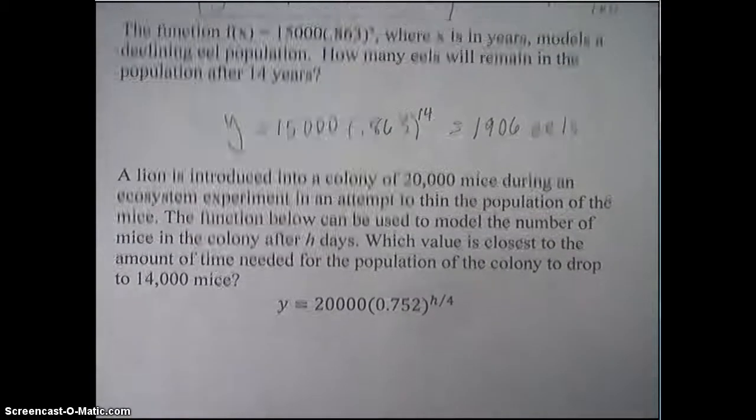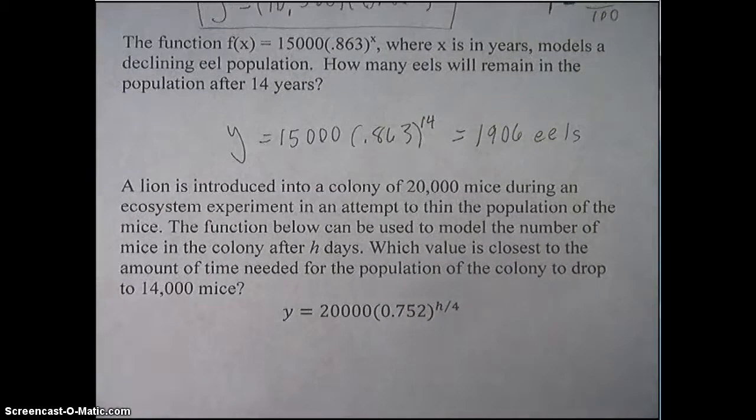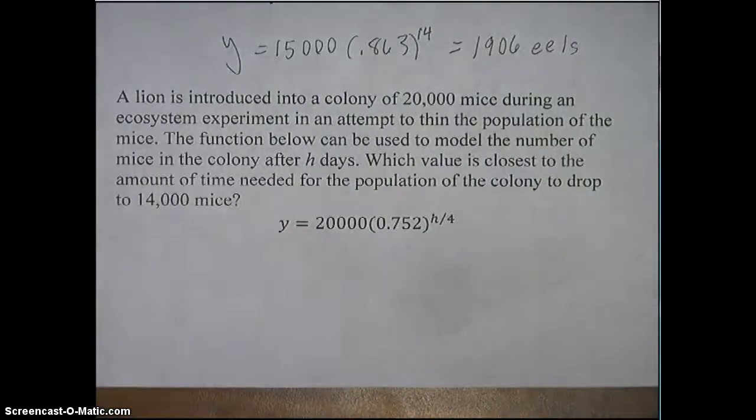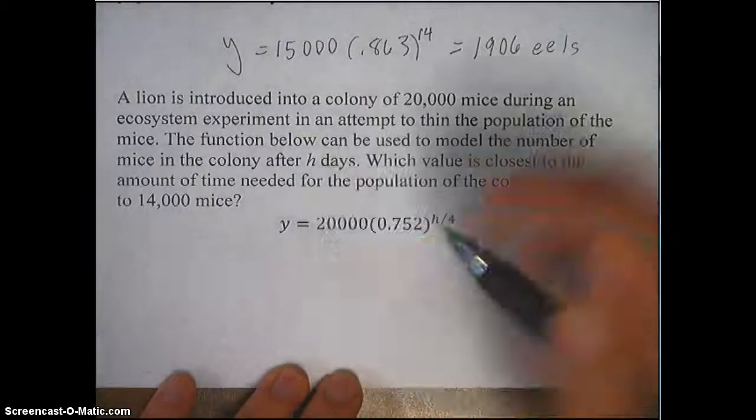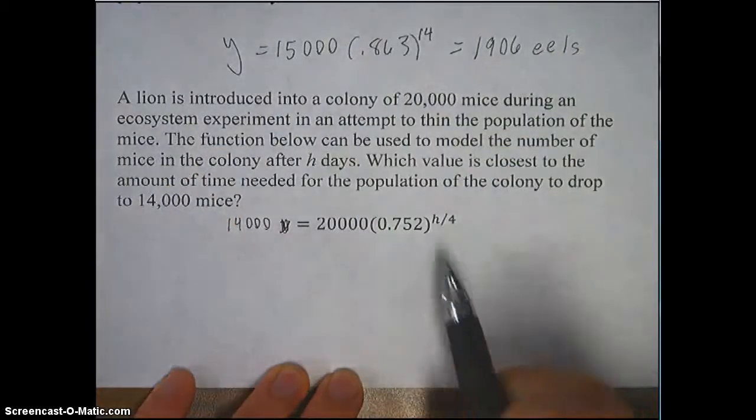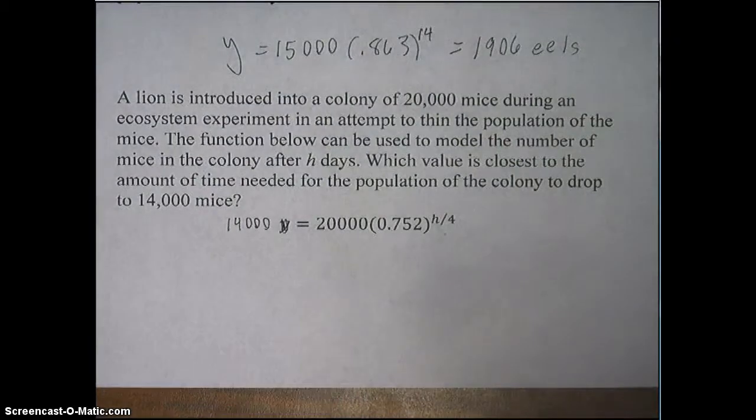A lion is introduced into a colony of 20,000 mice during an ecosystem experiment in an attempt to thin the population of the mice. The function below can be used to model the number of mice in the colony after h days. Which value is closest to the amount of time needed for the population of the colony to drop to 14,000? Okay, so I've got a formula, and I want to know how long it takes for the population to drop to 14,000. So I'm going to plug in for y. Instead of having a y here, I'm going to have a 14,000. And I need to get this h by itself. How many days is it going to take?